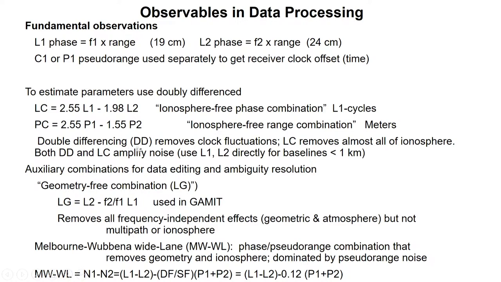This double difference basically removes the clock fluctuation and removes almost all the ionosphere, but what happens is it amplifies the noise. So you want to eliminate all those errors also, so you have to use this geometry combination formula. Then you have to use some additional Melbourne-Wubbena wide lane to eliminate the pseudo range noise, and some geometry which is still there after implementation of the previous formula. So this is the formula for this MW and WL correction.